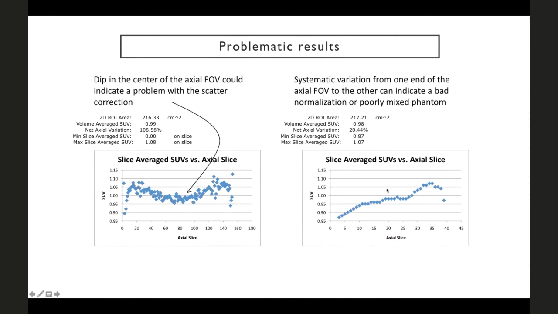And then we have something like this, where there's a constant variation from one end to the other, which could be because when they added the activity, they didn't mix it, so there actually is a higher concentration at one end of the cylinder than the other. But it also could indicate that there's a bad normalization, so that this scanner needs to be recalibrated.